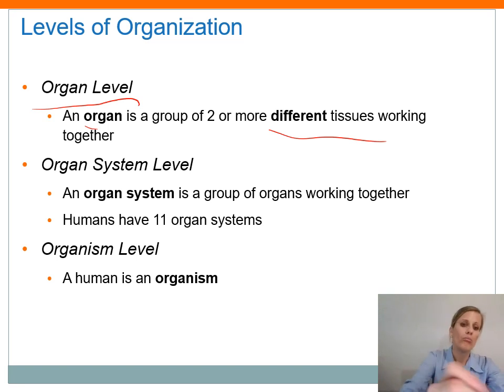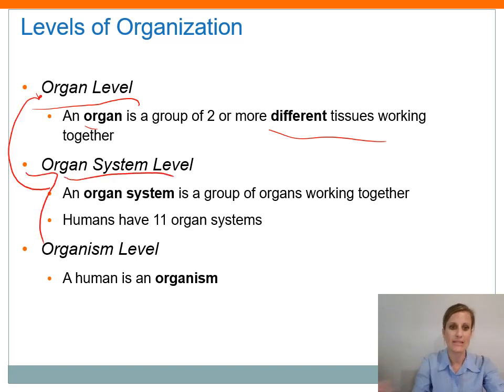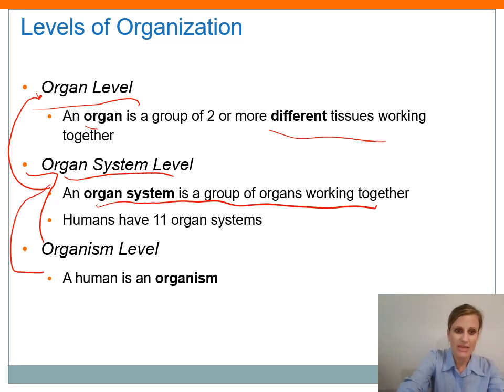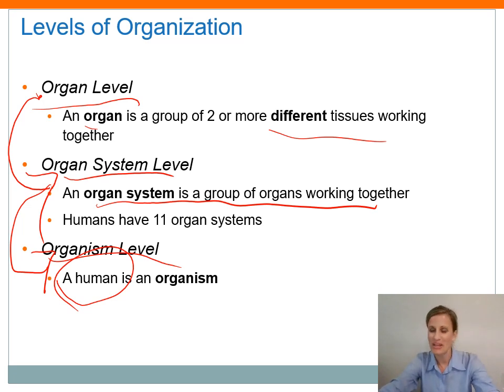Now, if we put multiple organs together, we get the next complex level, which is the organ system. So an organ system, again, is just a group of organs working together. And humans have 11 different organ systems. These include things like the cardiovascular system, the digestive system, the nervous system, the urinary system, the integumentary system. Then if we put all 11 of these organ systems together, that gives us the most complex level, which is the organism, right? And in this case, the human is what we're talking about because this is human anatomy and physiology.